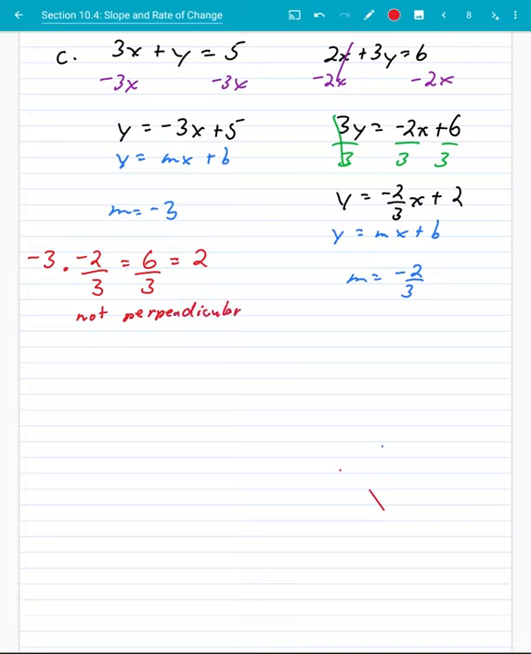So since they're not parallel and they're not perpendicular, that means the answer to this question would be neither. They're neither parallel nor perpendicular. And that gives us the answer to the question.